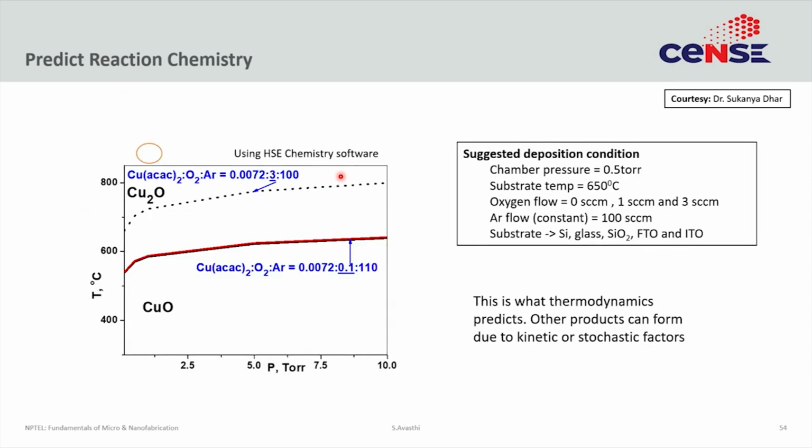Here is an example of something that happens in my lab. We use a software called HSC Chemistry, and using this software we were trying to calculate under what conditions of temperature and pressure we would form copper oxide. It turns out that at low temperature we form CuO, at high temperatures we form Cu2O, and in the middle we form a mixture of the two.